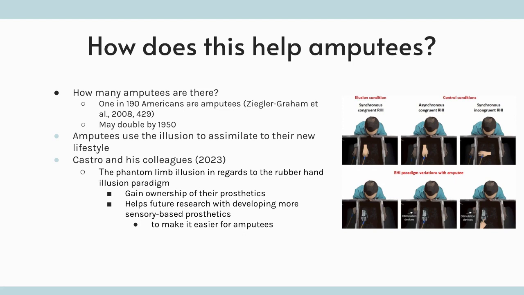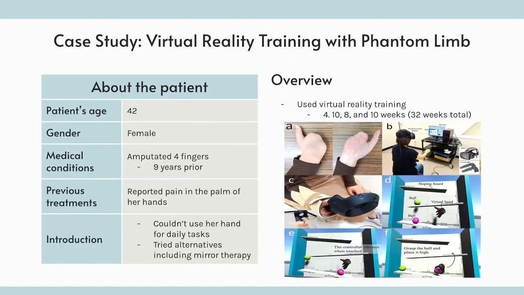In a meta-analysis done by Castro and his colleagues in 2023, they found that the phantom limb illusion, in regards to the rubber hand illusion paradigm, helps amputees gain ownership of their prosthetics. They also found that it can help future research by developing more sensory-based prosthetics to make it easier for amputees. Going into a case study that combined these two illusions, done by Yoshimura and his colleagues, who used virtual reality training to treat phantom limb pain.